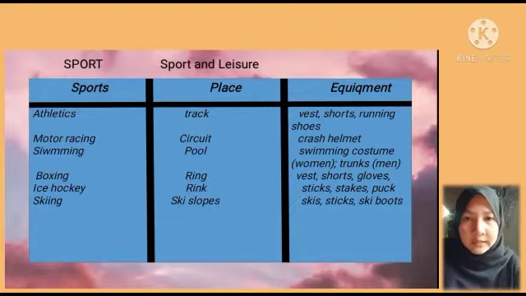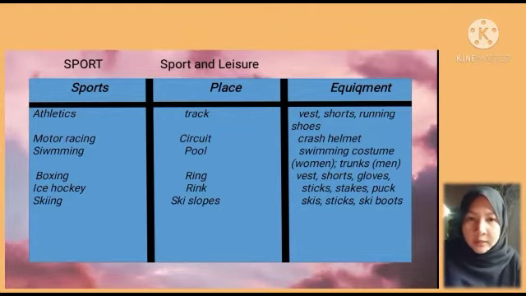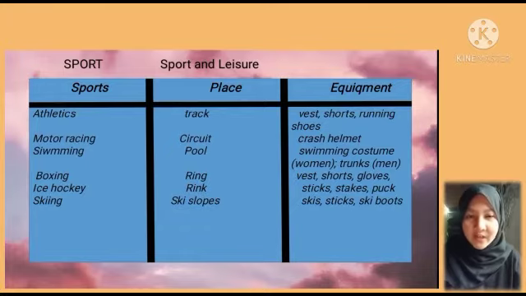The third is swimming, which is done in a pool and the equipment is a swimming costume for women and trunks for men. The fourth one is boxing, done in the ring, and the equipment that must be worn is a vest and shorts. The fifth, ice hockey, is done on the rink and the equipment is sticks, tackle, and puck. And the last, skiing, is done on ski slopes and the equipment is ski sticks, skis, and ski boots.